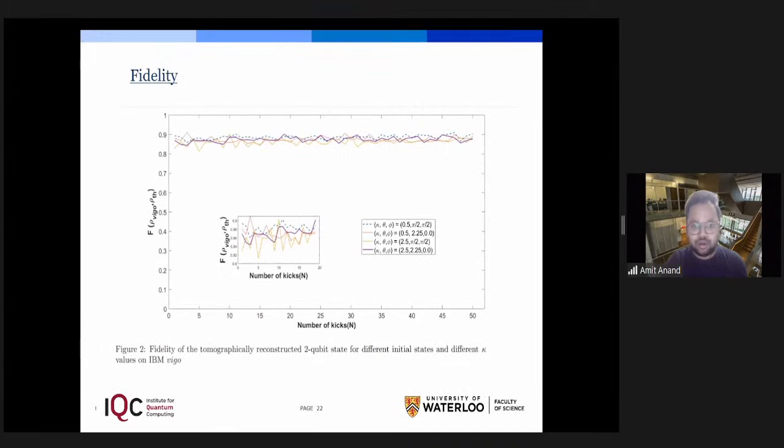This is the fidelity plot. These are the different values of kappa, theta, and phi that we have taken. This is the fidelity between the density matrix that we obtained after tomography from the actual IBM quantum computer and the theoretical density matrix that we calculated. You can see here that the fidelity remains very close to 0.87. The small differences that you can see are because of intrinsic noise. But other than that, as a function of kicks, it doesn't drop. It remains at the same level. So ideally, we can do any number of kicks and see the behavior for a longer time period.